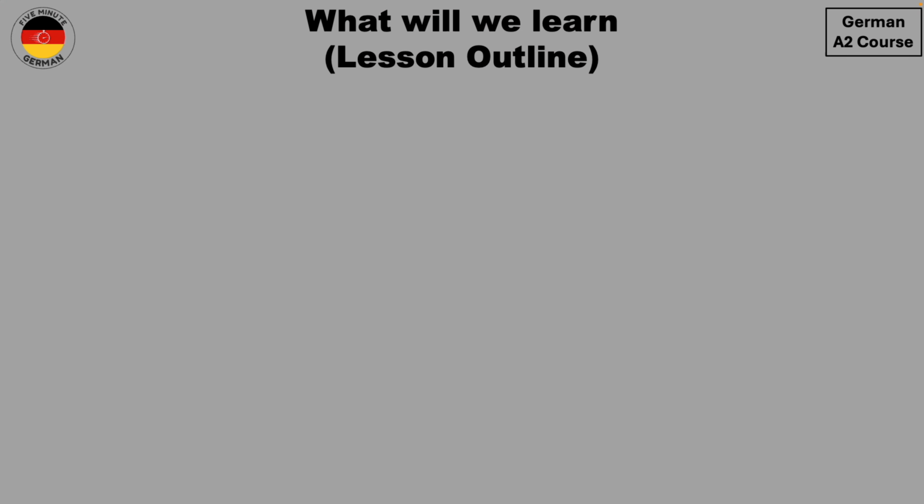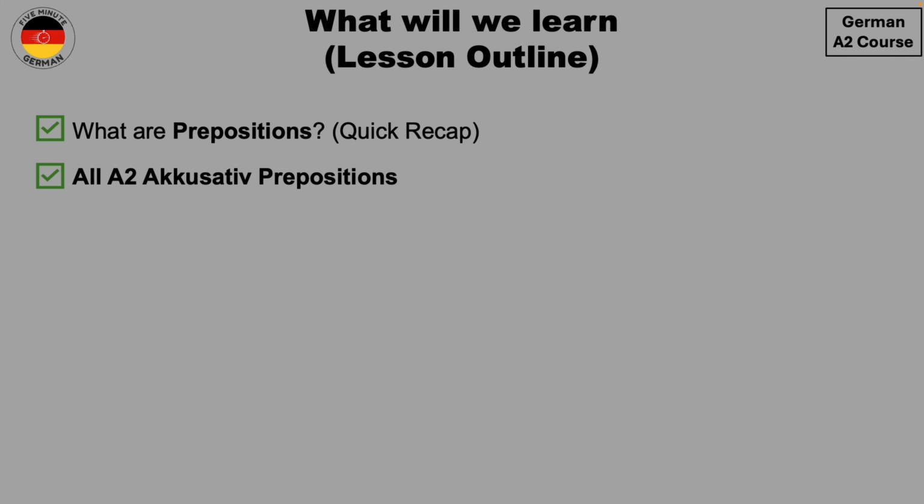So we will start by first doing a quick recap of what prepositions are, so that those of you who don't know can get an idea of this. After that, we will take a look at all the A2 accusative prepositions one by one, and we will also take a look at different examples which will help you understand how these prepositions are used in sentences. And I am sure that after this lesson, you will have no issues using or identifying accusative prepositions in A2.